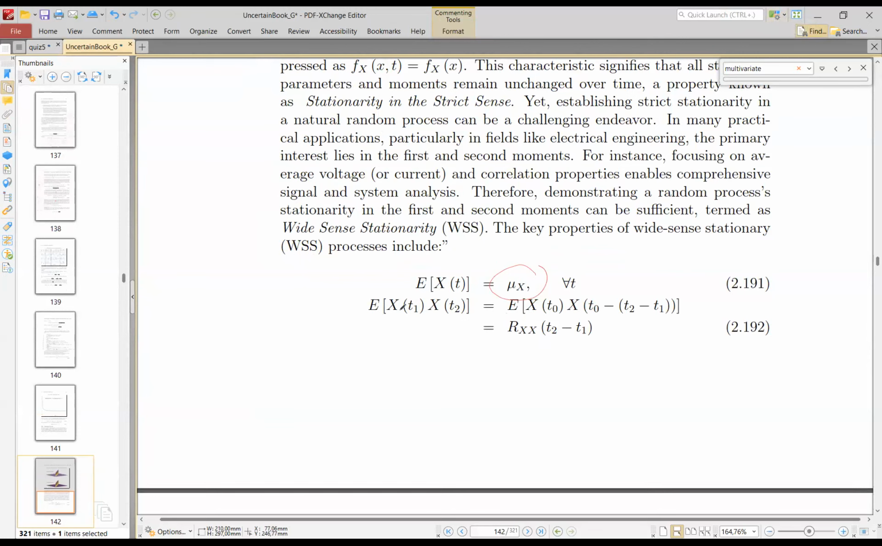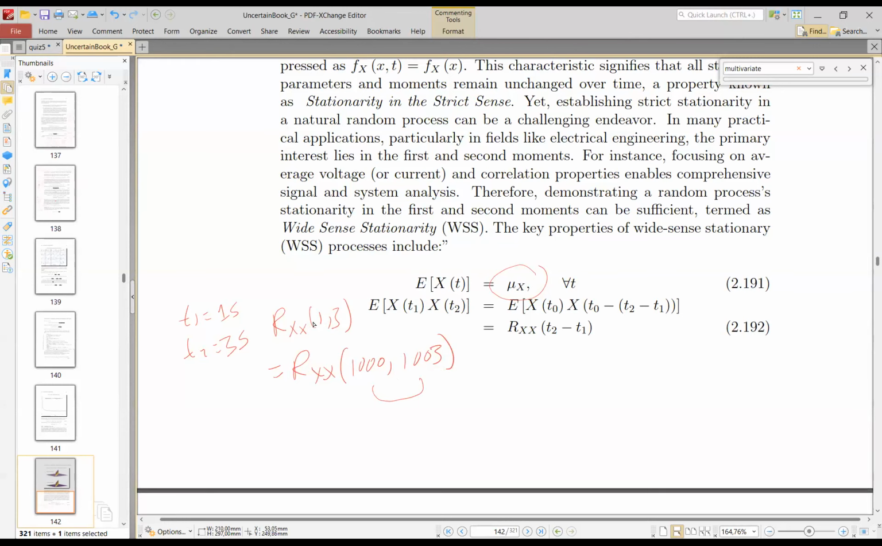Okay. And also, if the autocorrelation at T1 and at T2 is the same as the autocorrelation at T2 minus T1, regardless of where T2 and T1 were. For example, if T1 equals 1 second, T2 equals 3 seconds, so the autocorrelation Rxx between 1 and 3 will be the same as Rxx of 1000 and 1003. So as far as the difference is this one, 3 seconds, then it will be the same.